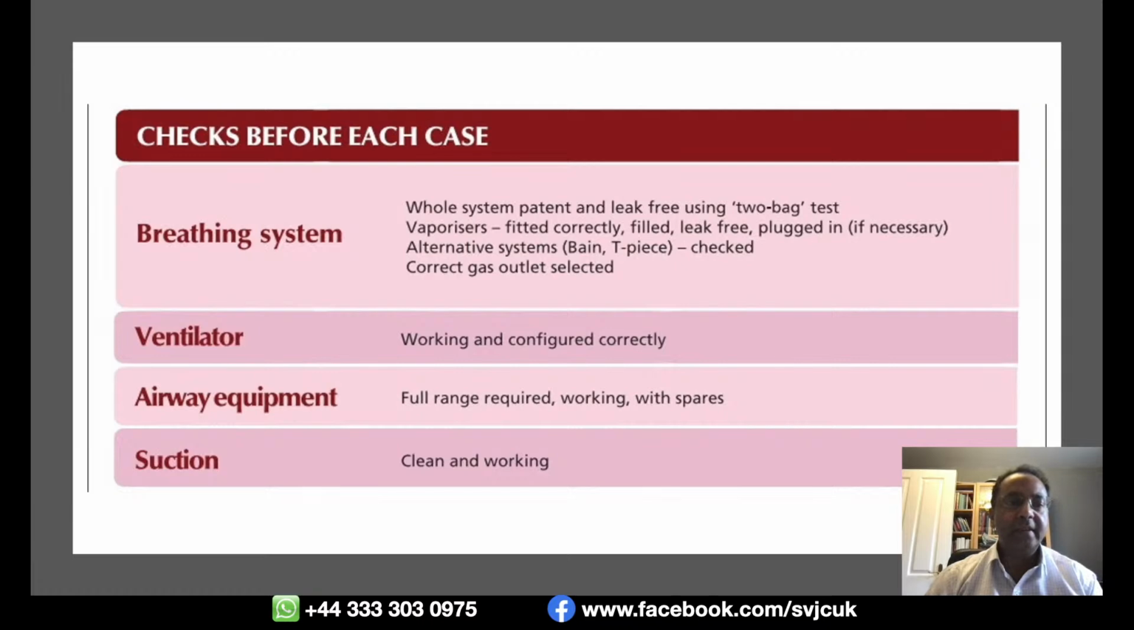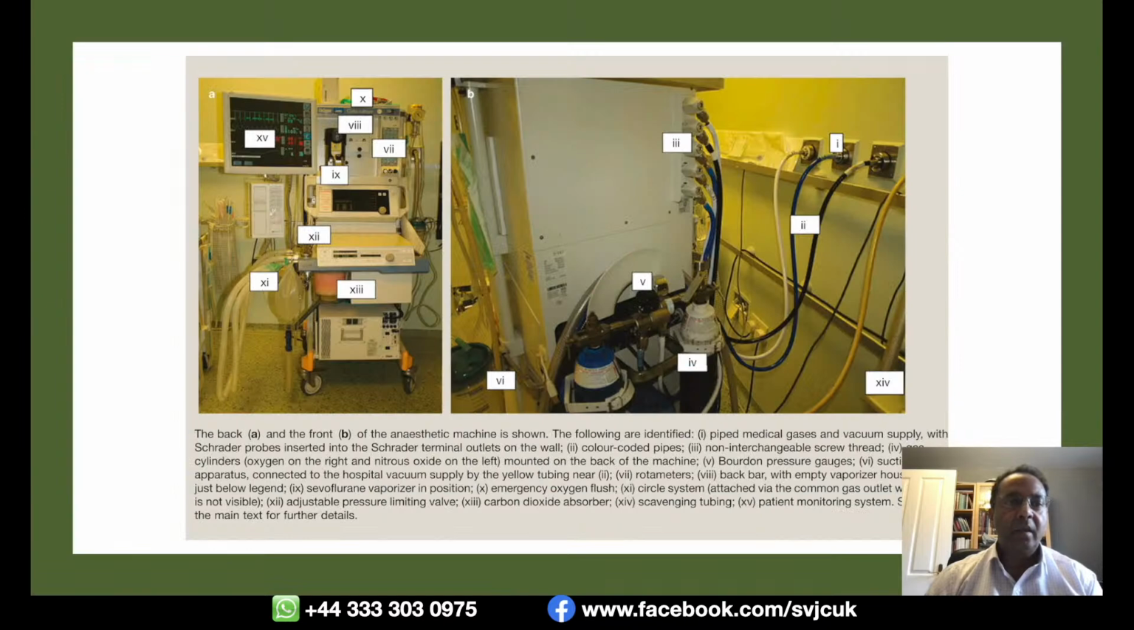So you check the breathing system, you check the ventilator, you check the airway equipment, and you check the suction before administering the anesthetic. I just thought I'll show you a brief picture of the back of the anesthetic machine. You can see the cylinders and the probes which are mounted to the wall, the Schrader wall, and the color-coded pipelines. So this particular picture illustrates all the safety features which are built into an anesthetic machine.